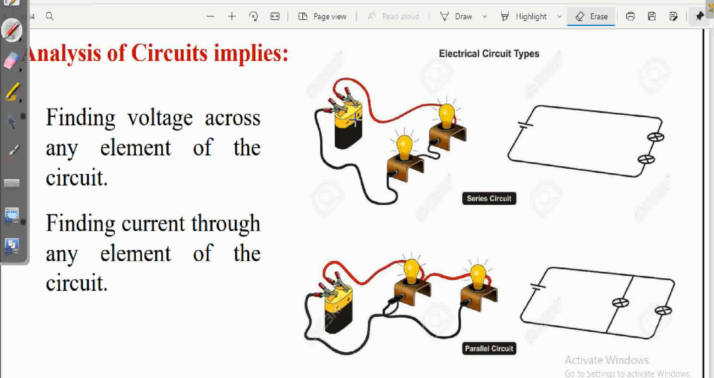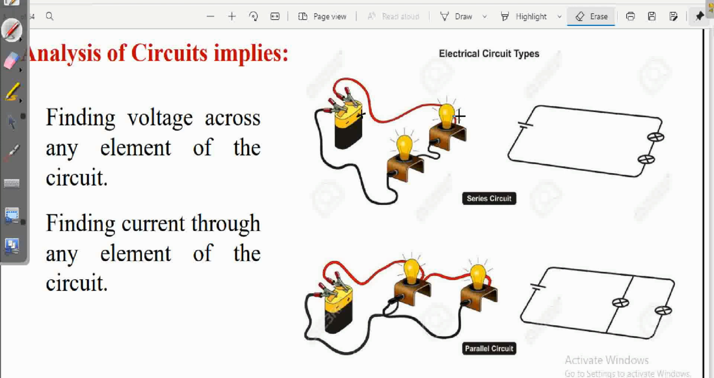Your circuit analysis revolves around only two parameters, voltage and current. If you have observed here, this is your battery, this is the positive polarity and this is the negative polarity. To this battery we are having loads. Load is nothing but anything you can consider. Here we have considered bulbs. These bulbs are connected in series. How can you say they are in series? They are connected one by one.